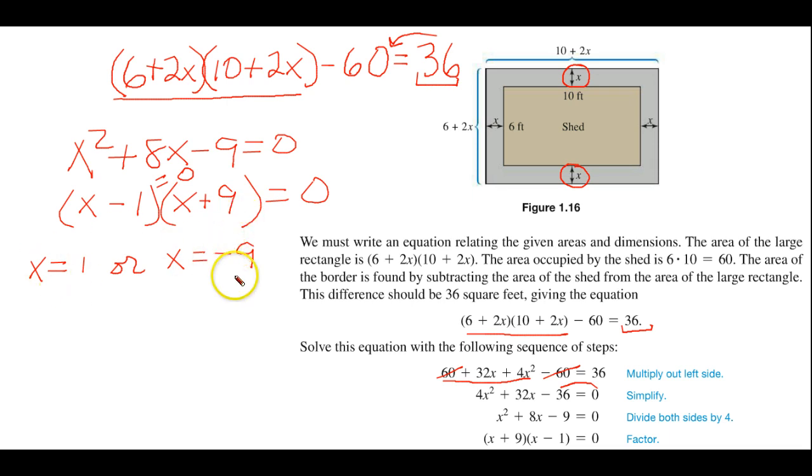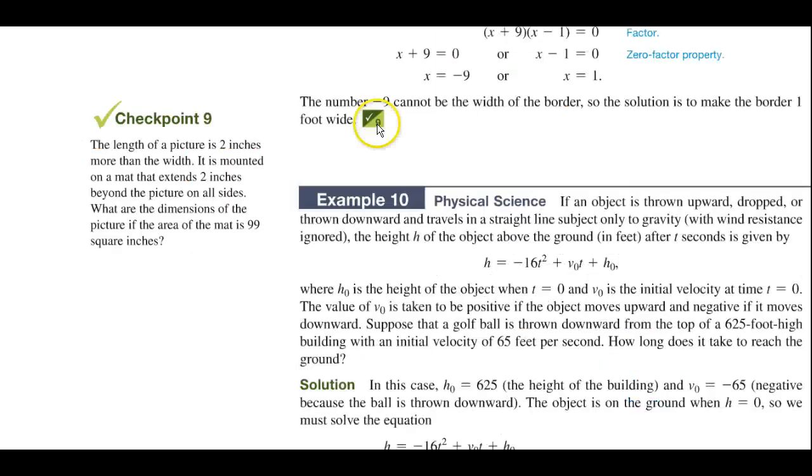Now here we're getting two answers, because this is a quadratic equation. But can a border ever be a negative number? No. So we reject that answer. And what is the dimensions of our border? 1 foot around will make this an area around of 36 square feet. And there we see the work and the solution.